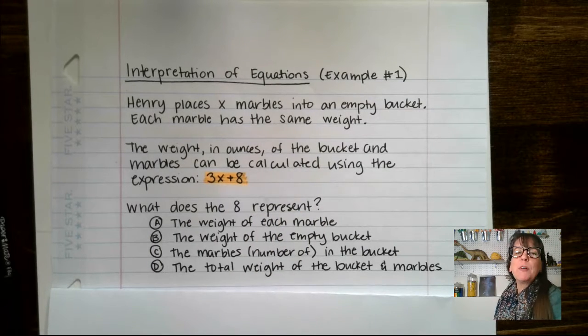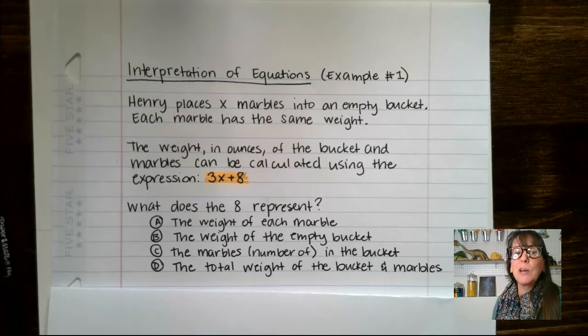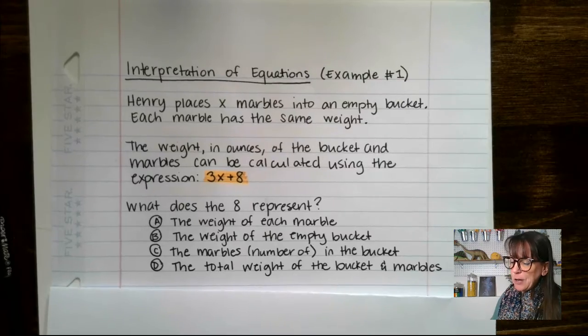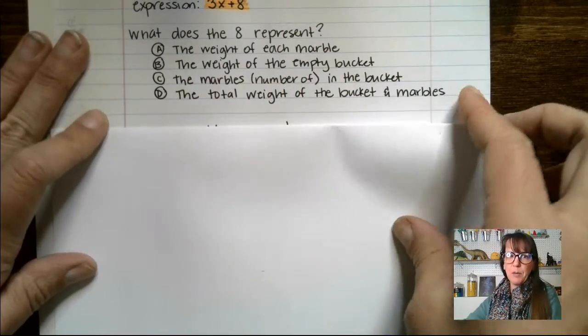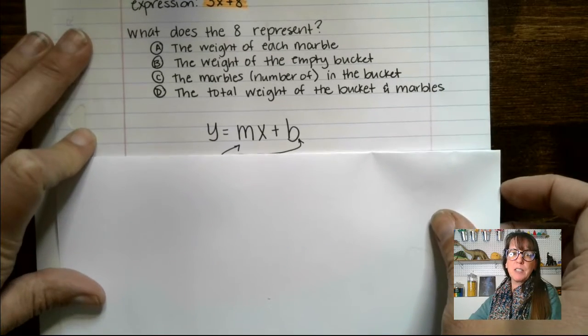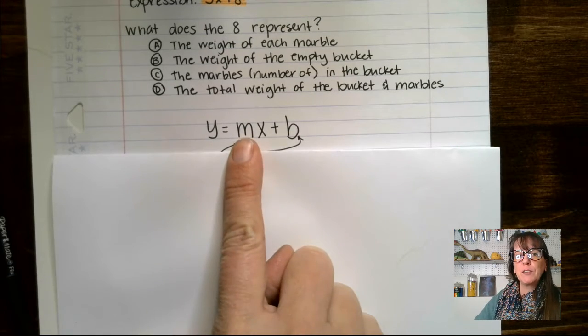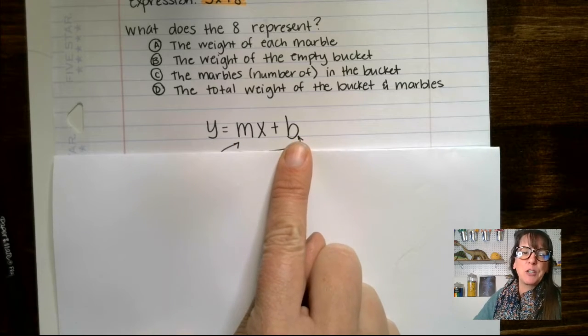Make sure you grab your notebooks because I'm going to give you some notes that I think are going to be handy for interpreting equations, especially linear equations like this one. We're going to come back to that question in just a second, but you may be familiar with y equals mx plus b. This is our slope-intercept form of a line. You may remember that m is our slope and b is our y-intercept.